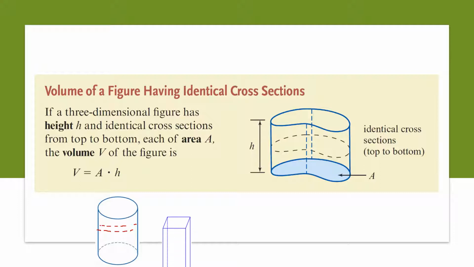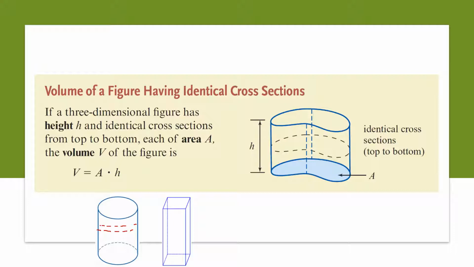A second example would be a rectangular box. So you can imagine this is maybe like a box that your Christmas tree came in. Anywhere that you cut it through the center, it's going to have identical shaped cross sections.